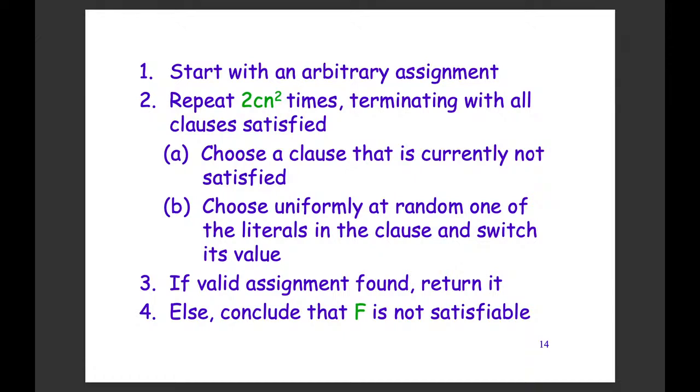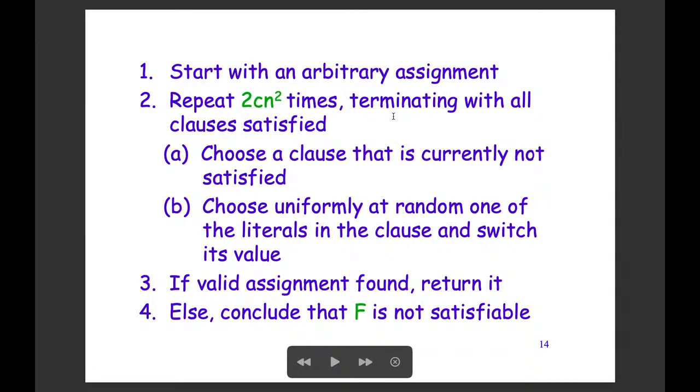Okay, so a quick review of this algorithm: we have the formula f, and we have n variables. We start with an arbitrary assignment of truth values to these variables. So maybe x is true, y is false, z is false, and so on and so forth. And then we repeat a certain number of times. We check whether the assignment makes the formula f true. If it is the case, then we stop. If it is not, then we repeat these two steps.